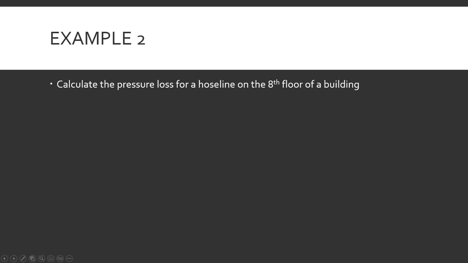Calculate the pressure loss for a hose line on the 8th floor of a building. Our pressure is equal to 5 psi times our number of floors minus 1. Again, because the first floor doesn't count. So it's 5 psi times 7 floors, 35 psi. Short, simple math.